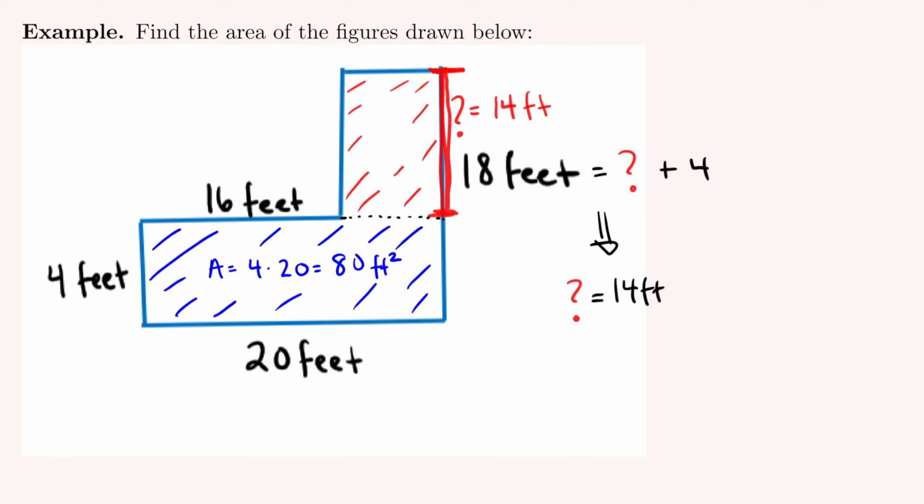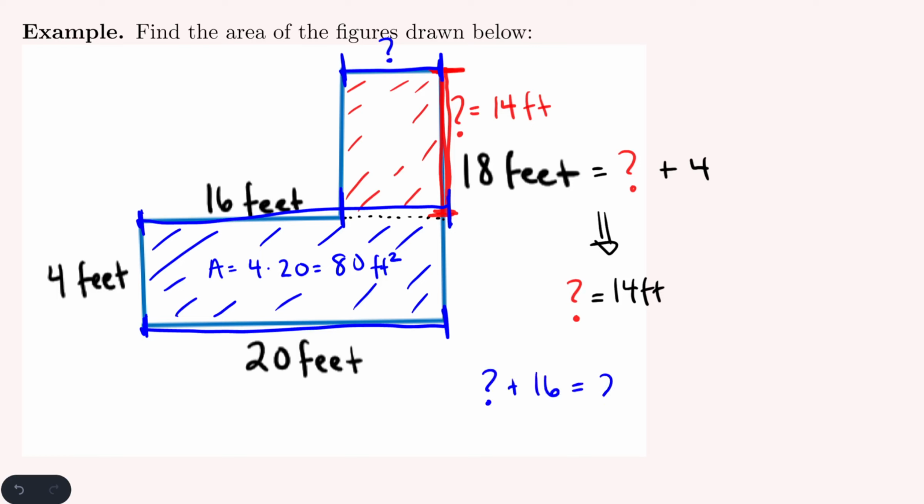Next, we need to find the width of this vertically oriented rectangle. In a similar way, we know that overall this is 20. And this, by symmetry, would be equal to the opposite side of this rectangle, which is here. We see that's the portion that we actually want, plus the 16 feet. So we have the idea that our unknown side length, if we add that to 16, we'll get 20. This tells us the unknown side length must be 4.